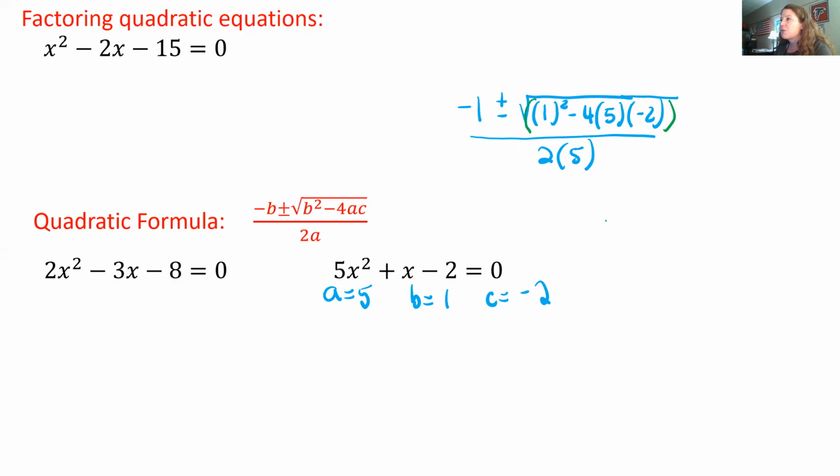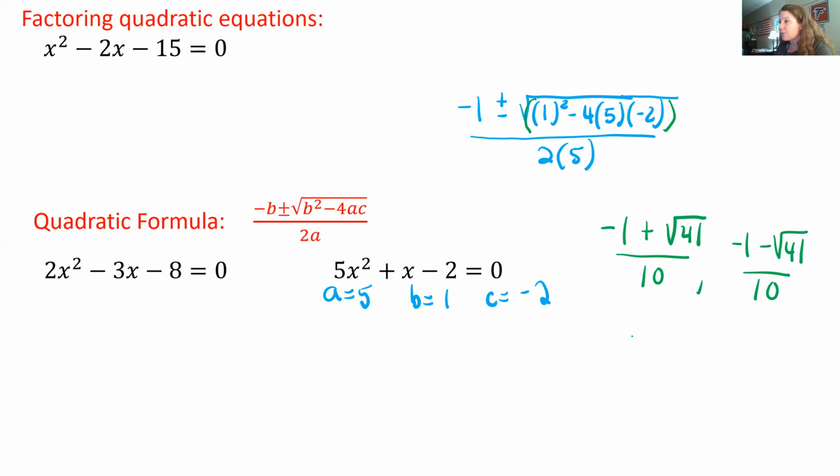So we're going to write our two answers. One of them is negative 1 plus the square root of 41 over 10. And the second answer is negative 1 minus the square root of 41 over 10. So if they want an exact answer, those are the exact answers. If they want an estimated answer, we're going to plug that right into our calculator. Don't forget your radical, 41 over 10. And I got to hit the double arrow buttons.